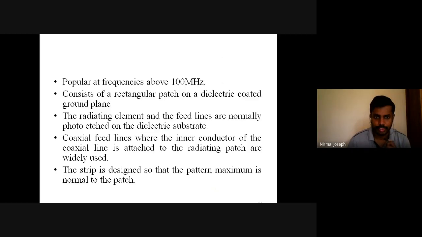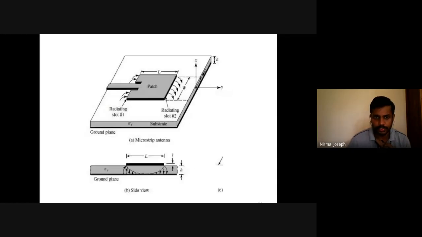In that we can see that the radiating element and feed lines are photo etched. In that, coaxial feed lines, where the inner conductor of the coaxial line is attached to the radiating patch, are widely used. Here this is the radiating patch. The inner core of the conductor will be attached to this patch. While etching itself, they will photo etch that. That is the microstrip antenna.